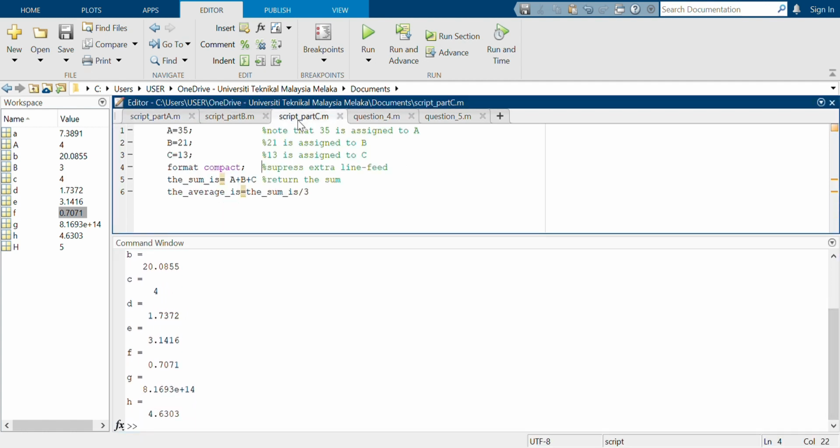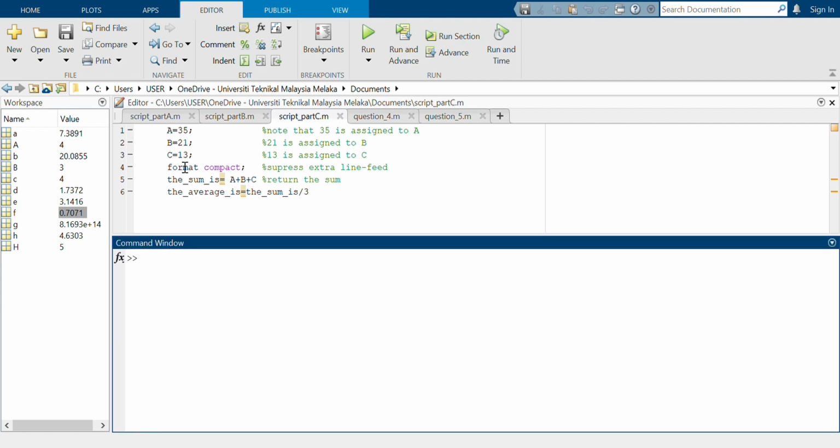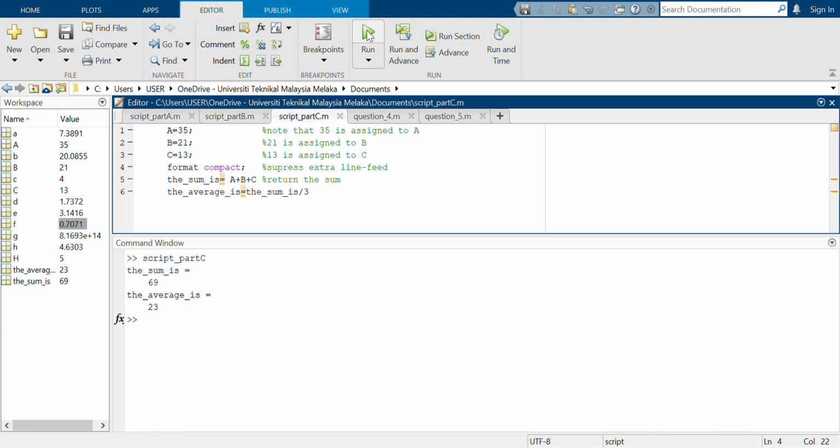And then for part C, we need to find the sum and the average of 3 values, which are given in the lab report: A equal to 35, B equal to 21, C equal to 13. So when I run this part, I will get the sum is 69, and then the average is 23.